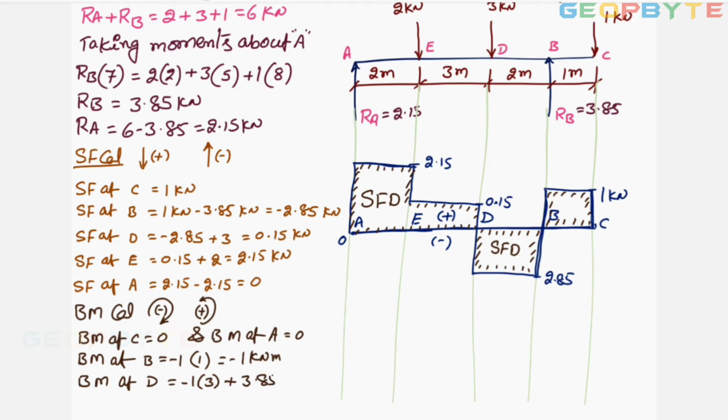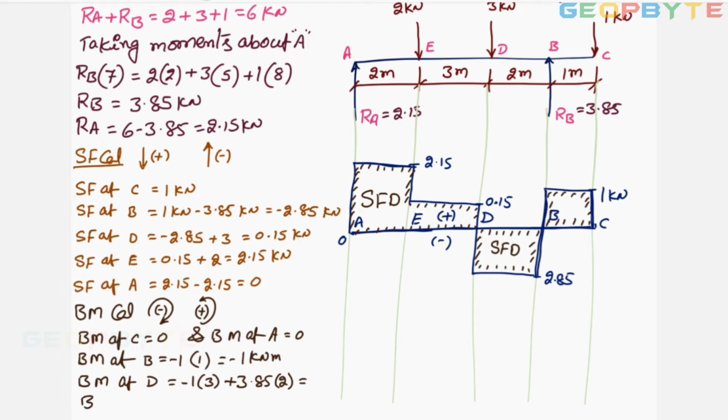Plus 3.85 into 2. That is the BM at D. 3.85 into 2, space is important here.